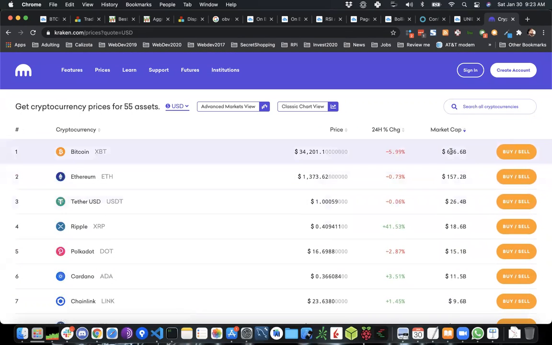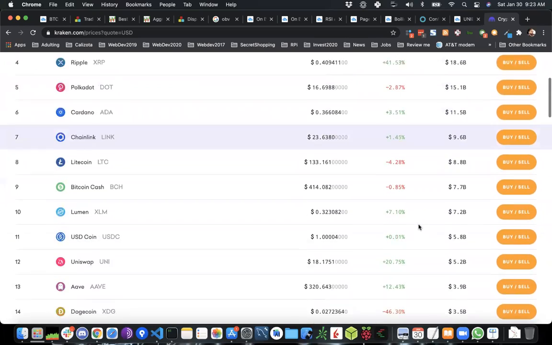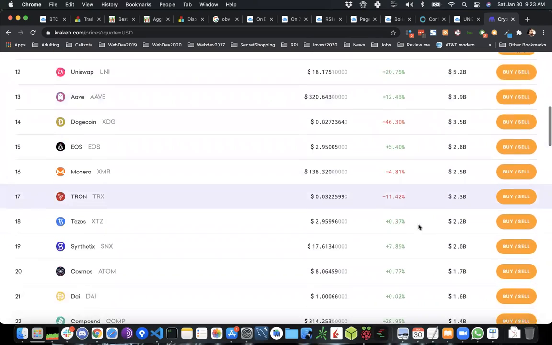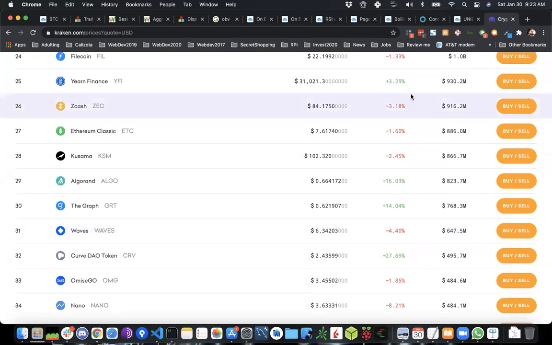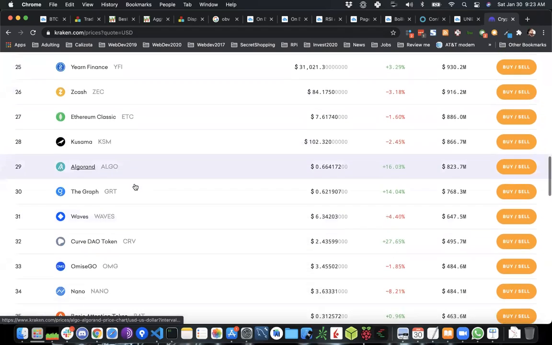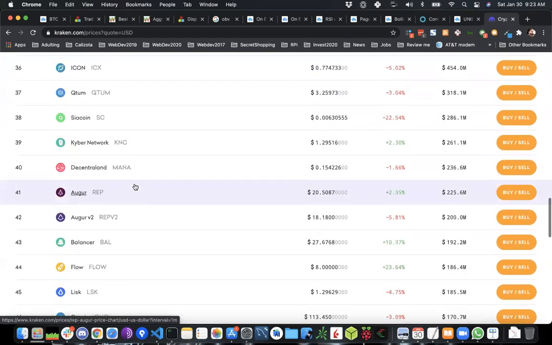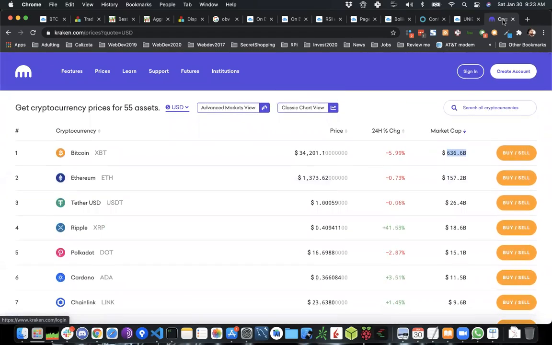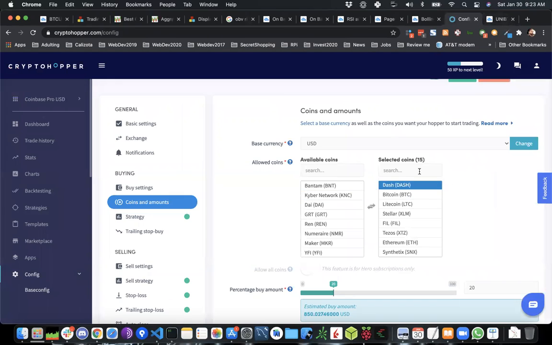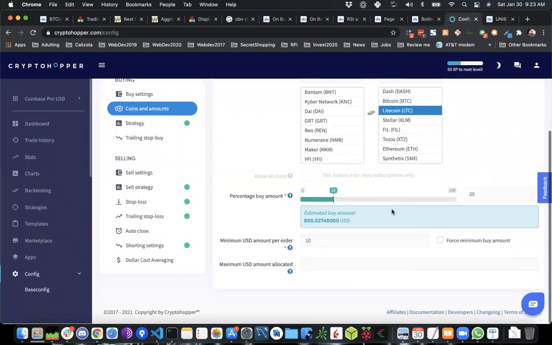But look for volume, look for market cap, and those are the coins that are going to be performing the best. And you want to look for at least 2 million or a billion. So things like Algorand and stuff like that. I might be looking at these a little bit closer after this video. But just do your research and then figure out which coins you want to put in here.